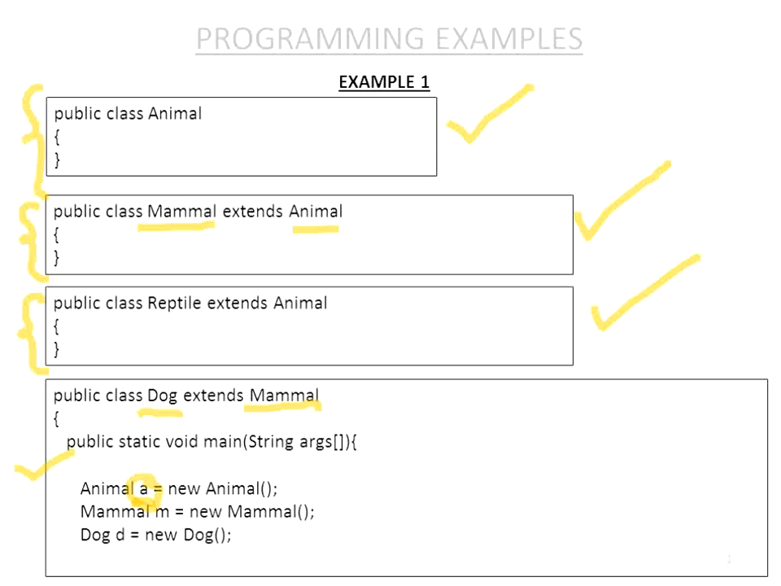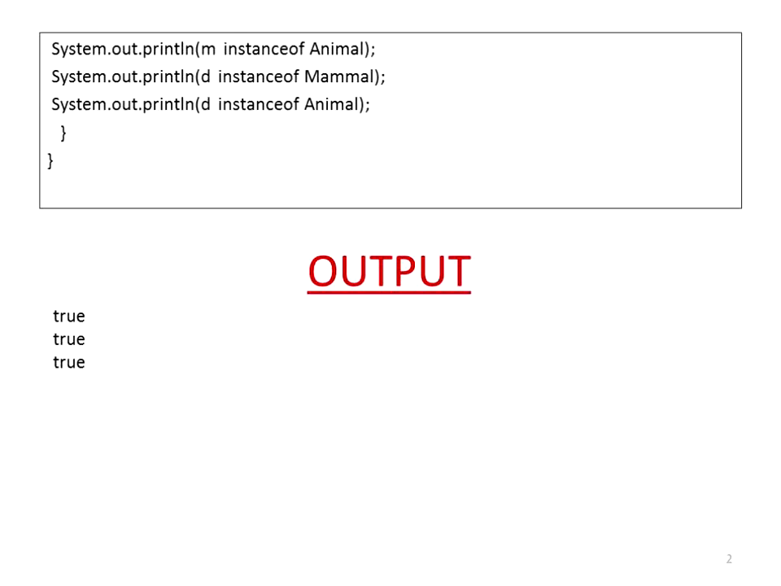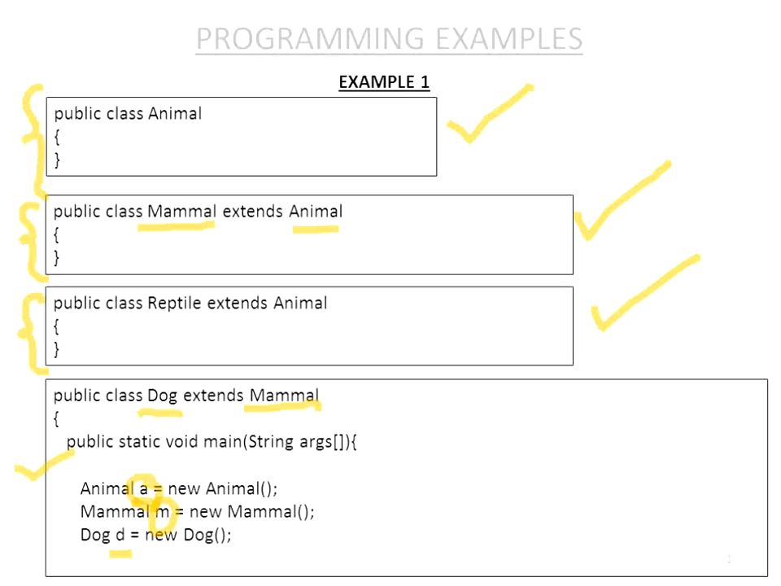Then create an object of mammal class. So you have to write mammal M is equals to new mammal. So here M is the object of mammal class. Then create an object of dog class, that is D. Now write down system.out.println M instance of animal, D instance of mammal, and D instance of animal. So save this file by the name dog.java. So you can see here in this program we have created four class files.